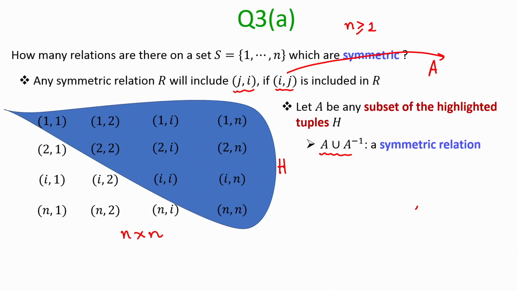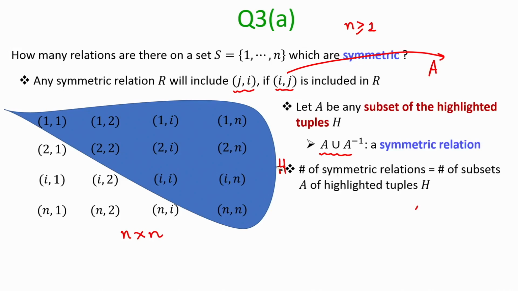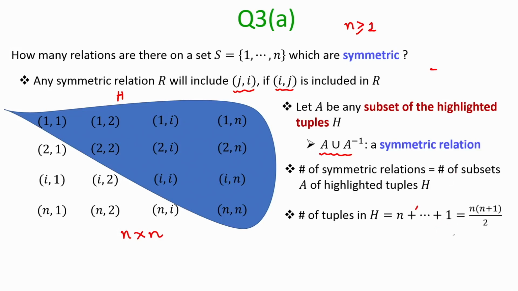Now, how many ways can you fix your i comma j pairs? Those i comma j pairs I am asking you to pick from the upper triangular portion of this matrix. Once you have fixed which i comma j pairs you are going to select from this upper triangular matrix, just take the inverse of those pairs from the lower portion of the matrix, and that will give you a symmetric relation. That means the number of symmetric relations that I can form is nothing but the number of subsets A that I can choose from the highlighted tuples. So, how many elements are there in the highlighted tuples?